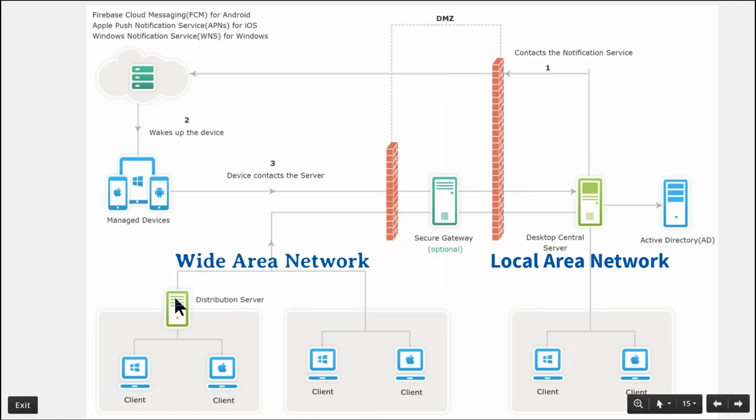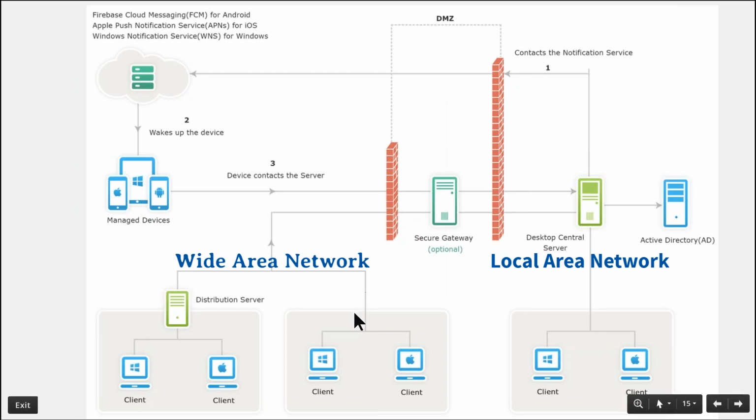Now, what is a distribution server? A distribution server is a component which is installed in one of the computers in the branch office. Now, how does it help in managing branch offices efficiently? Let's take an example. Imagine you're managing over 100 computers in one of your branch offices, and you install a distribution server in one of them. Whenever you deploy a patch or a software from your main server, the distribution server downloads all the patch or the software binaries from the Desktop Central server, and then distributes it to the clients in the network.